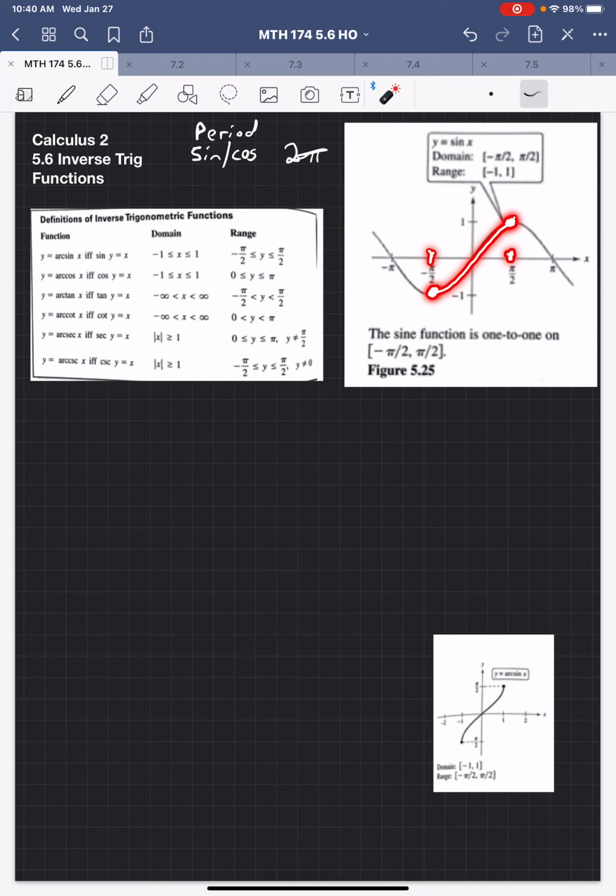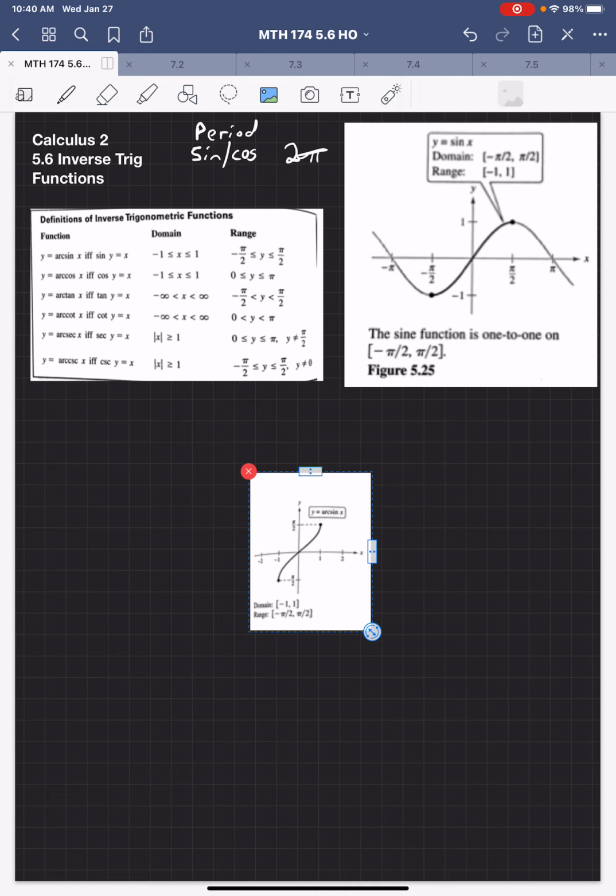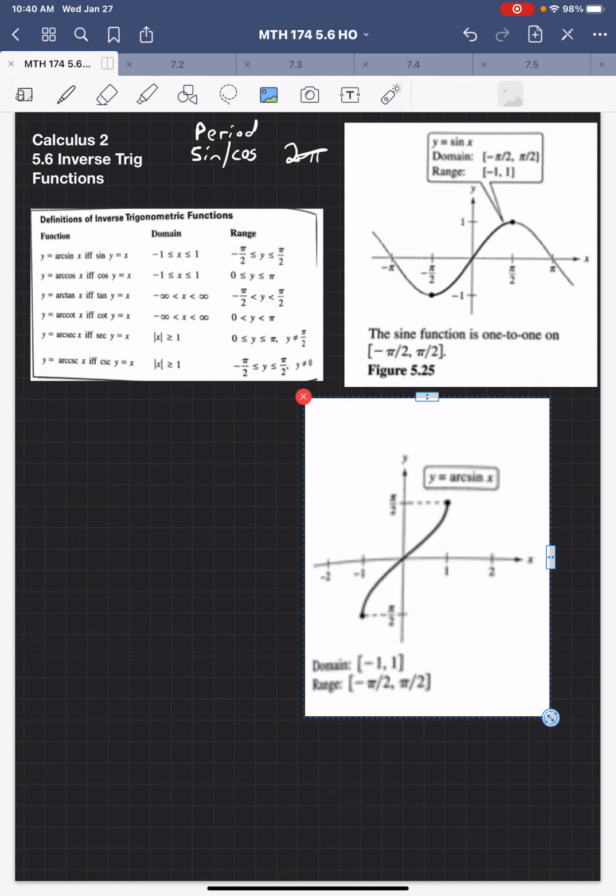We throw the rest of the sine curve away. This new altered sine curve does pass the horizontal line test. It is 1-to-1, and therefore we can invert it. And that is what you're going to see right here. I wish I was able to stack one on top of the other, but remember the symmetry. Let me see if I can draw that better. So we have this y equals x line.